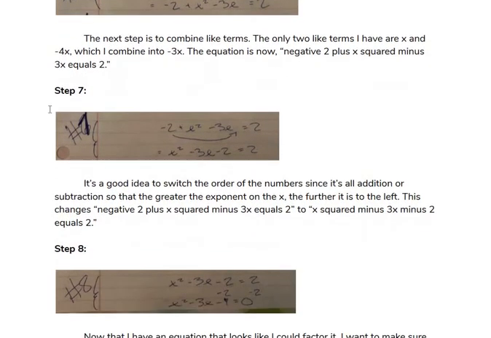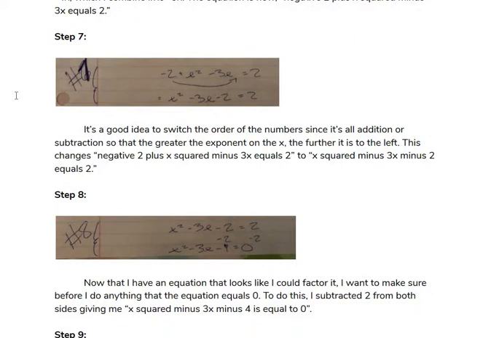It's a good idea to switch the order, or step 7 by the way. It's a good idea to switch the order of the numbers since it's all addition or subtraction, so that the greater the exponent on the x, the further it is to the left. This changes negative 2 plus x squared minus 3x equals 2 to x squared minus 3x minus 2 equals 2.